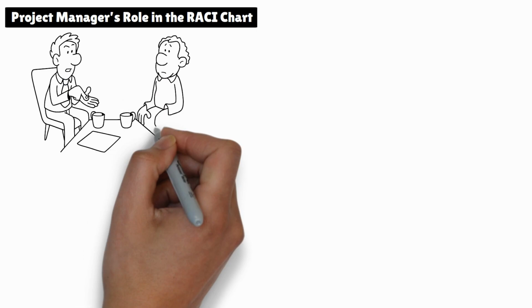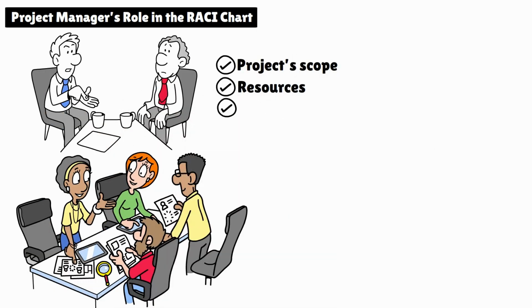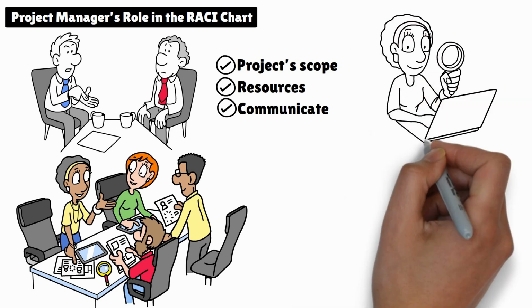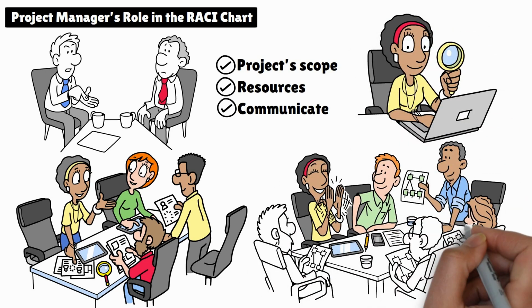As a project manager, you'll typically lead the development of the RACI chart. It's your job to ensure that it aligns with the project's scope and resources, and to communicate it clearly to the team. Also, you'll need to monitor the project to ensure everyone sticks to their assigned roles and adjust as necessary.